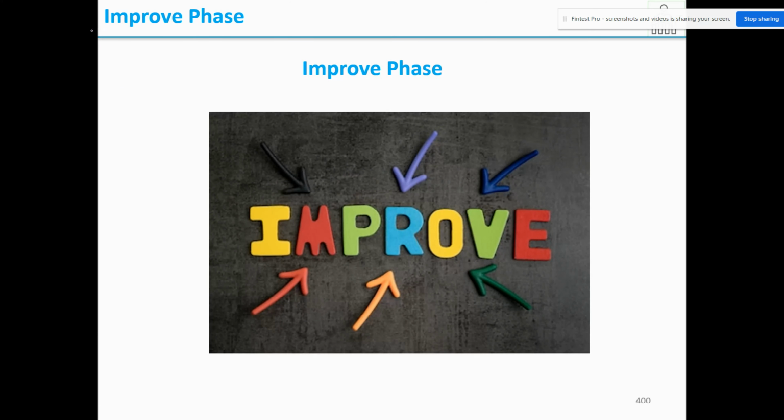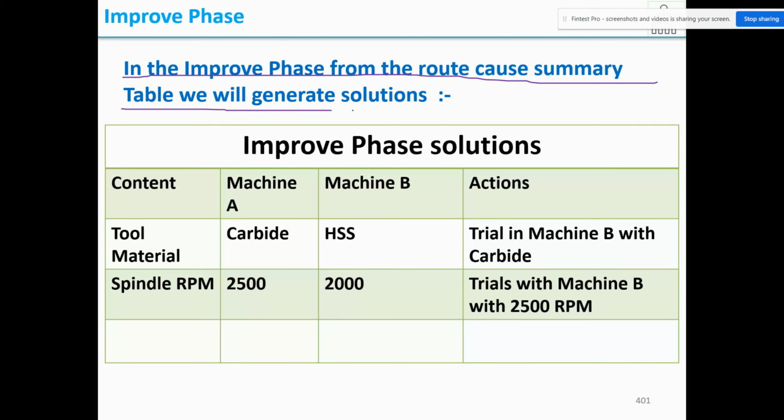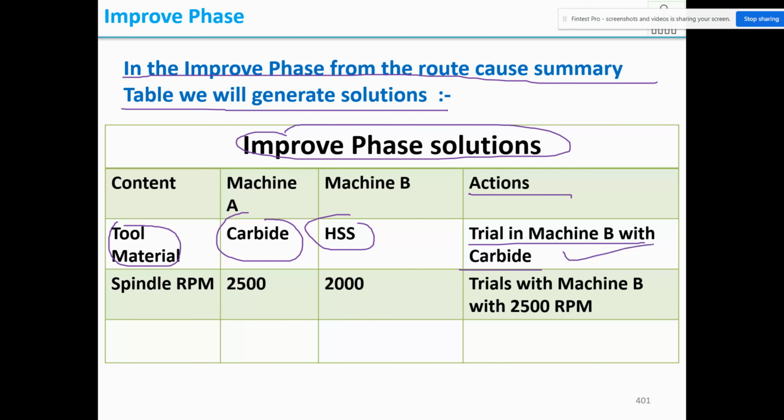In the improve phase, from the root cause summary table, we will generate solutions. So in the improve phase, we'll improve things, or generate solutions to the problem. For the particular example we saw, the tool material was the change: machine A carbide, machine B HSS. So what is the action that you are going to perform in the improve phase? We're going to do trials in machine B with carbide. If it comes okay, we'll fix carbide in machine B also.